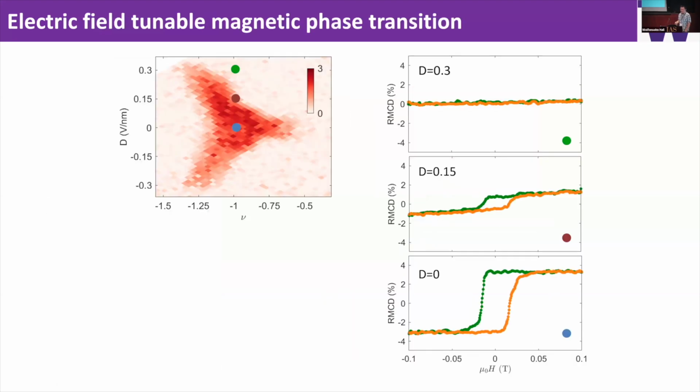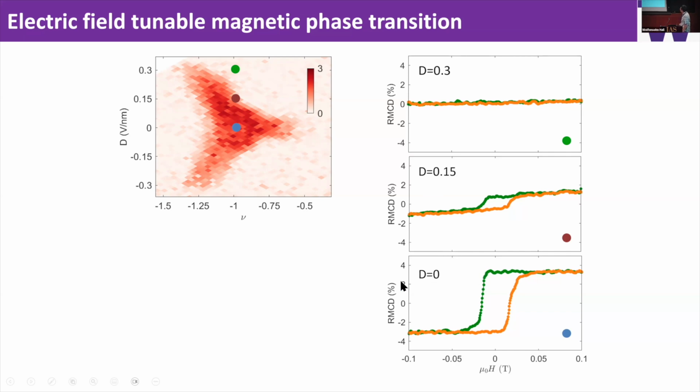Another interesting thing we can do with this system is that this moiré system, a 2D material, is highly tunable. So we can show that we can really control these magnetic phenomena. I show you 3 curves of MCD measurements at 3 different electric fields. The top is about 0.3 volt per nanometer. The middle is 0.15. The bottom is 0 volt per nanometer.